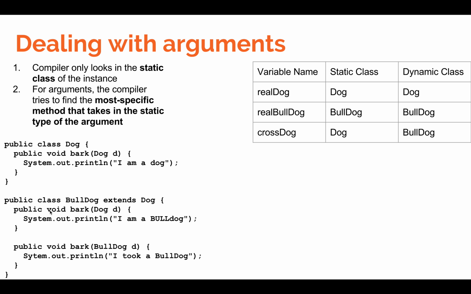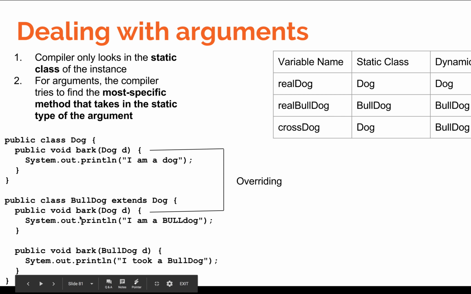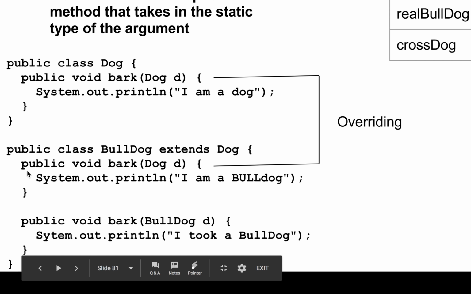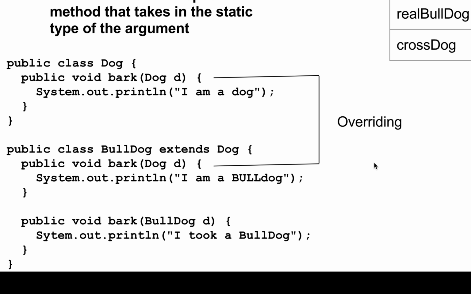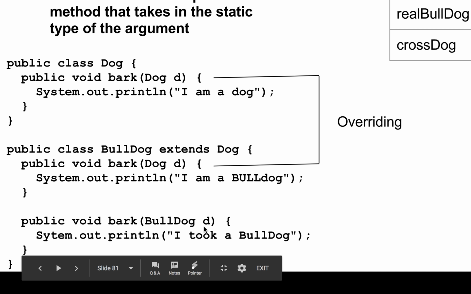So let's say, again, this time I have 3 methods. I have a class dog. It has a method bark that takes in a dog. I have a bulldog that extends dog. It has a method bark that takes in a dog also. So as you can see, these 2 methods are being overridden. Their name is the same. The type of their parameters is the same. Okay? And in the bulldog class, I also have this other method that's bark bulldog d.